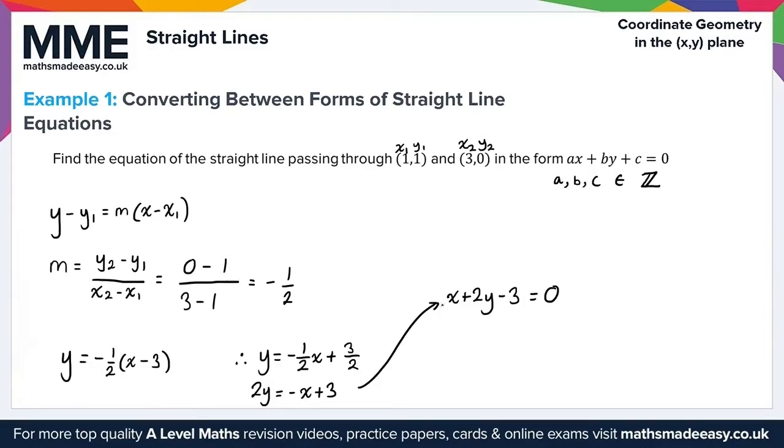This is ax, where a is 1, plus by, where b is 2, and plus c, where c is minus 3. So x plus 2y minus 3 equals 0 gives us the solution to example 1.